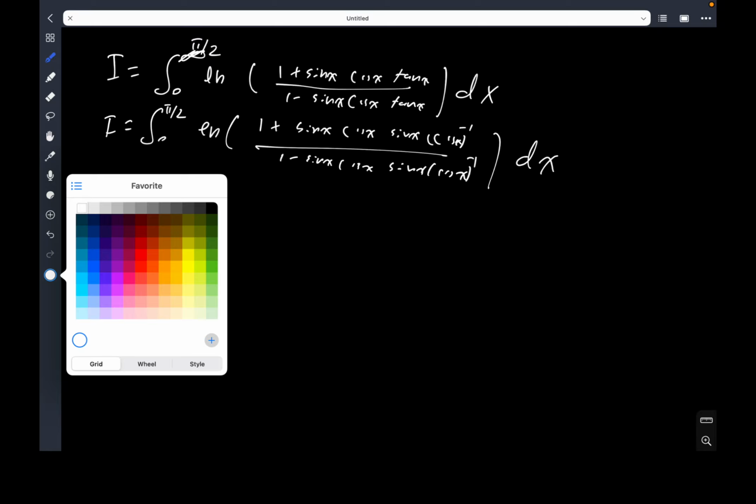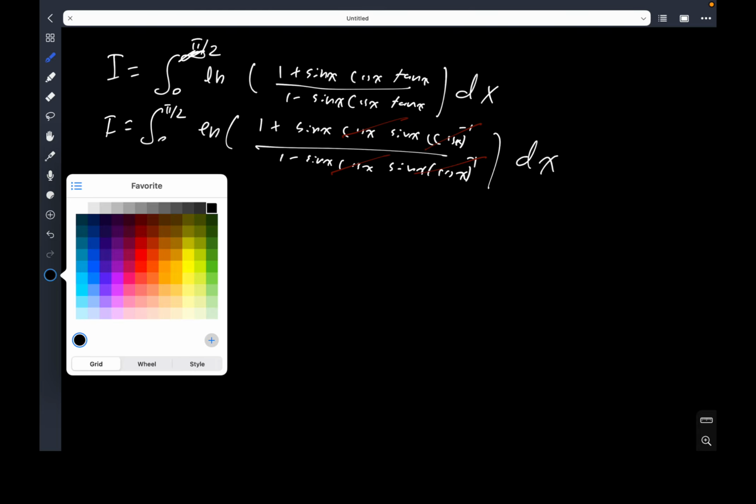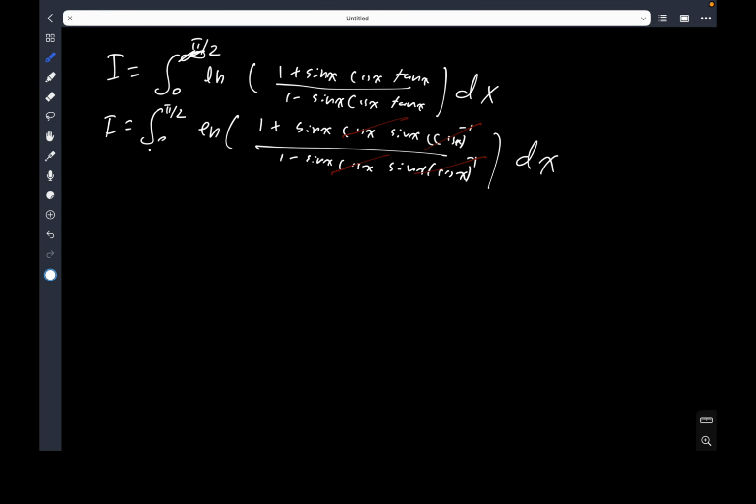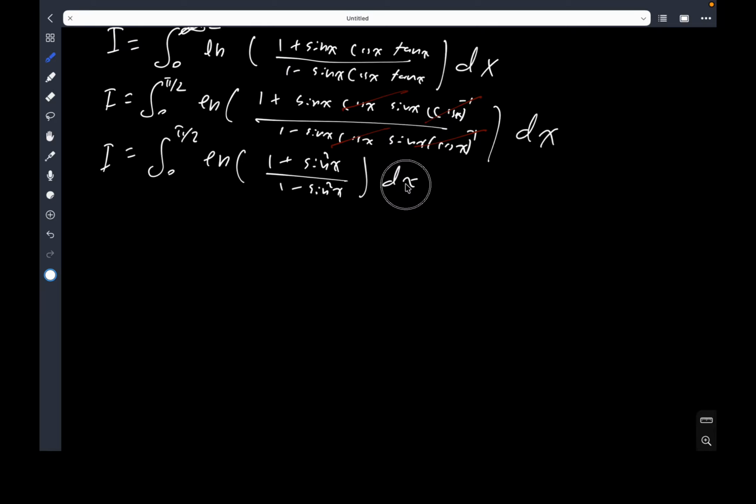sine x over cosine x, which is tan x. So I'm going to cancel these two cosine x out, and this cosine x with this cosine x is also going to cancel out. And I can write my integral as the integral from 0 to pi over 2 of ln of (1 plus sine squared x) divided by (1 minus sine squared x) dx.